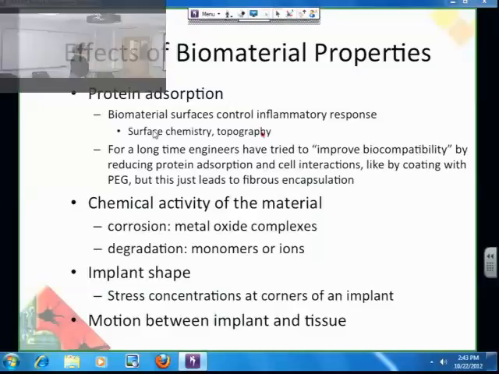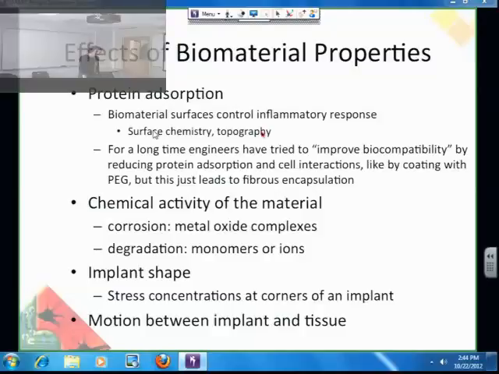So for example, protein absorption, we talked a lot about last week. That is a reason why the surface of the biomaterial can be used to control the inflammatory response, because if you can use the surface to control protein absorption and then that controls the inflammatory response, then that's a good way to interact. That's a good way to control the inflammatory response.